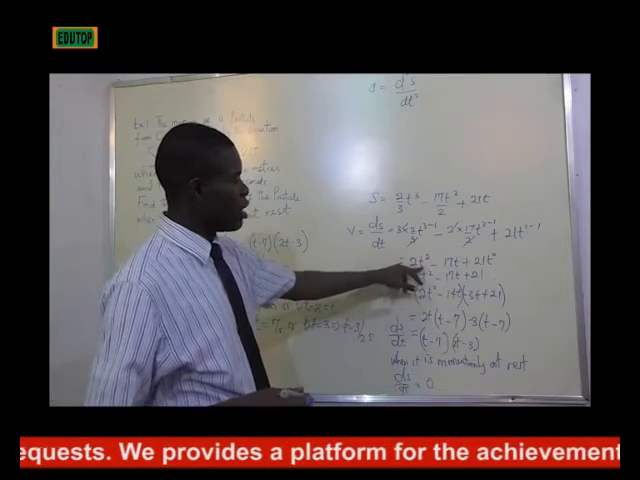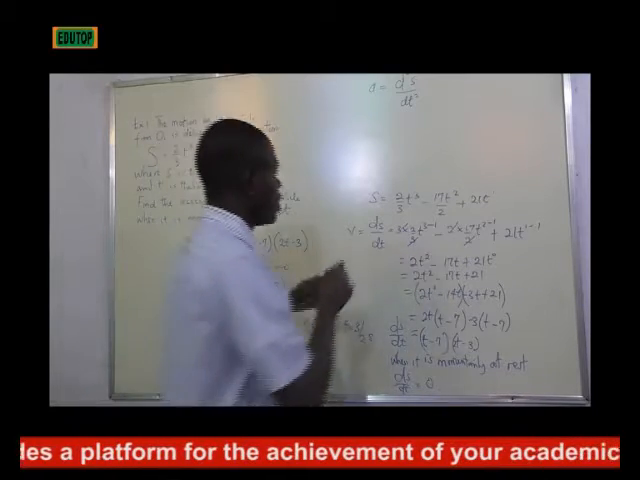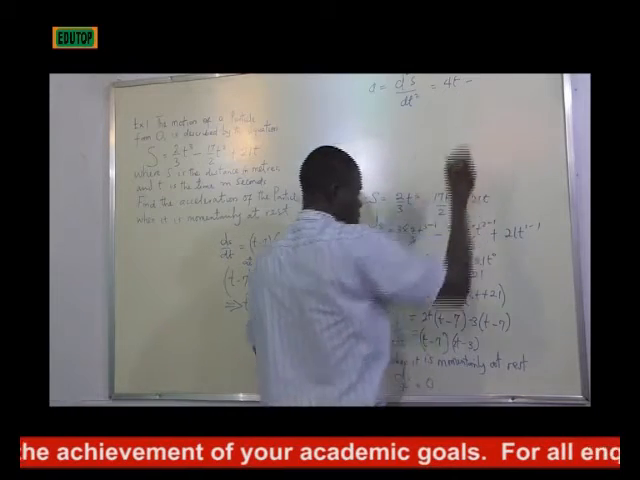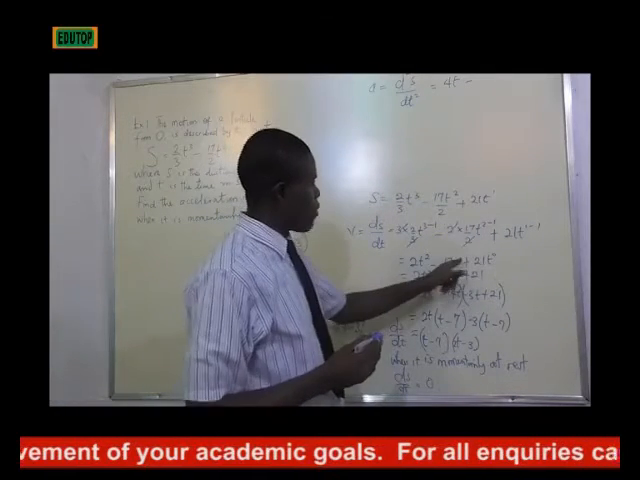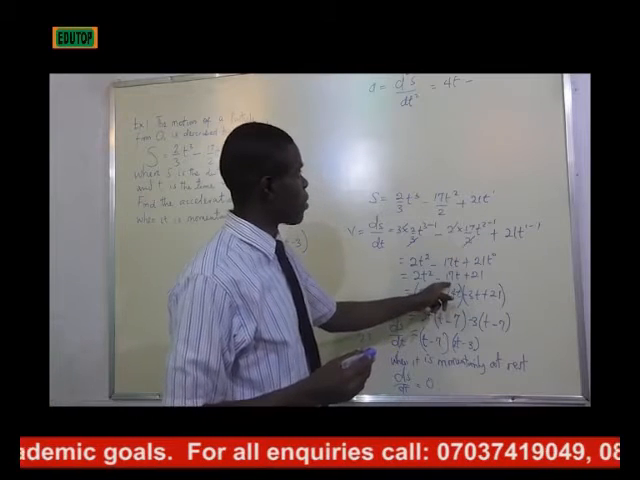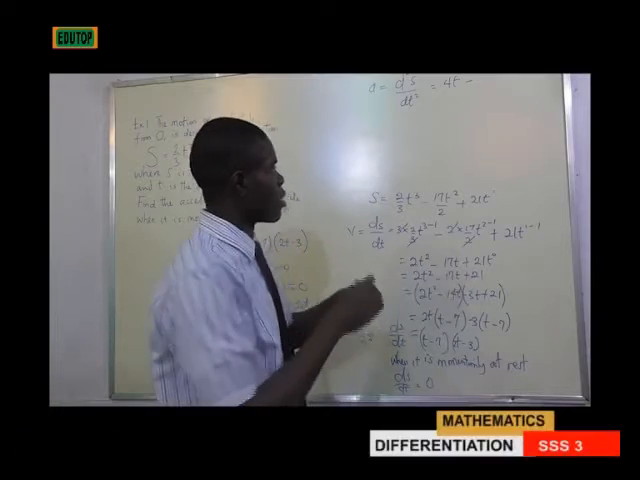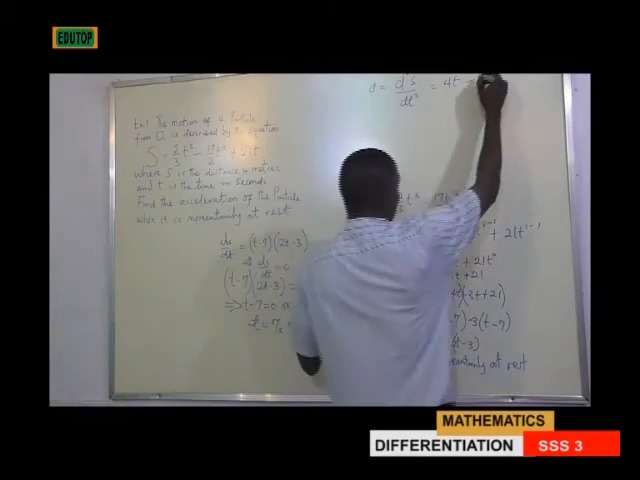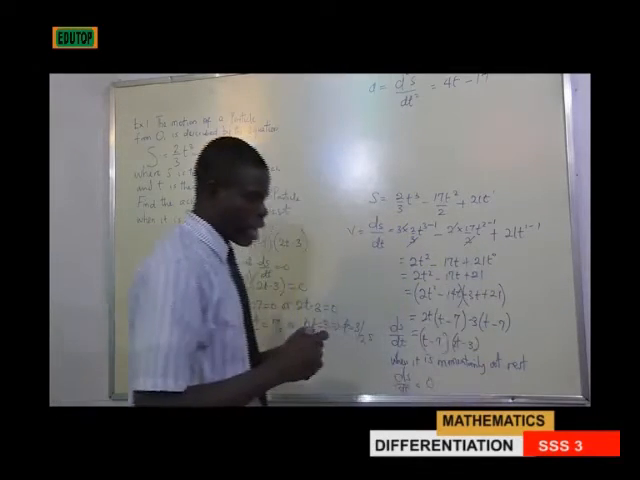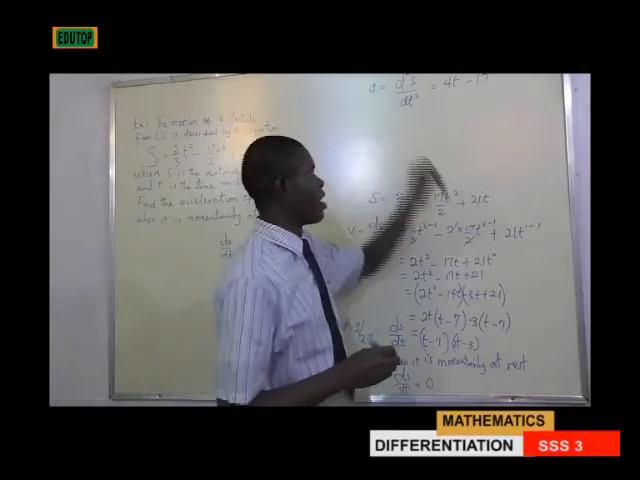If we differentiate this one, it will give us 2 times 2, 4. Subtract 1 from the power, then we'll have 4t minus, what you have here is 1. 1 times 17, minus 17. 1 minus 1 is 0, 0 raised to power t is 1. 1 times 17 gives us minus 17 here. This one, which is a constant, when you differentiate the constant, you have 0. So that's what we are going to have, and this is our acceleration.